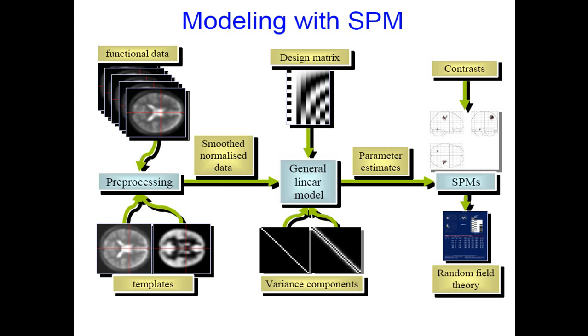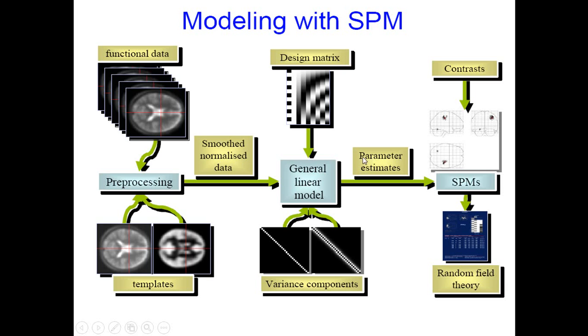Okay, so we're now going to move on to using SPM. This is just a quick figure to show you the pipeline of what we're going to cover today. We take some functional data, pass it through some pre-processing steps, which involve dealing with artifacts and normalizing to standard space. Then this afternoon we take these smoothed normalized data and fit a model to the data.